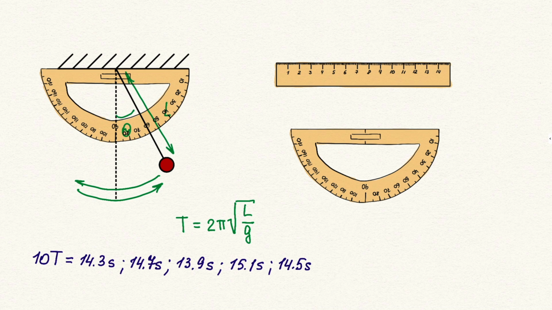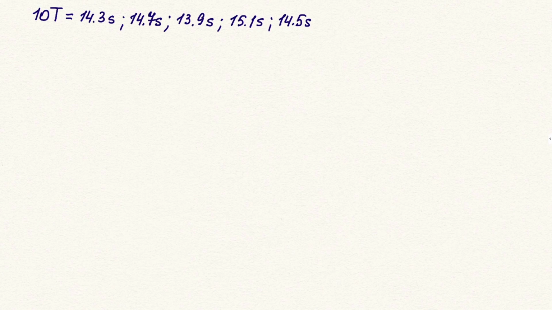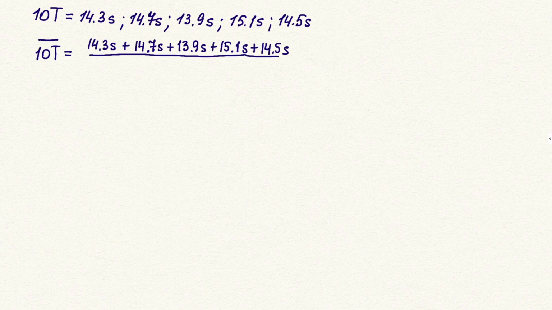So let's find an average of these measurements. That's very easy. We're going to add up all these numbers and divide by 5, since we have 5 measurements all together. So an average of 10 periods equals 14.3 seconds plus the others, divided by 5, and we get 14.5 seconds.